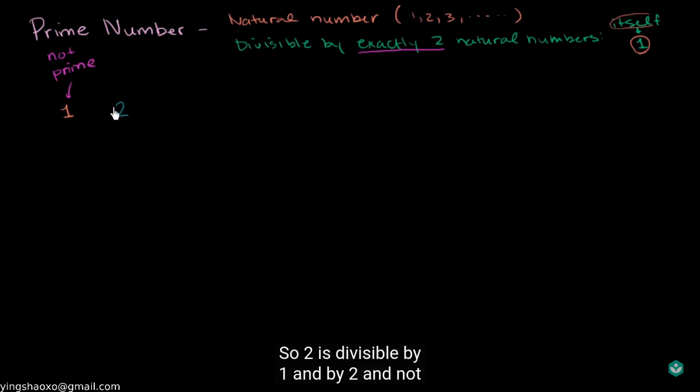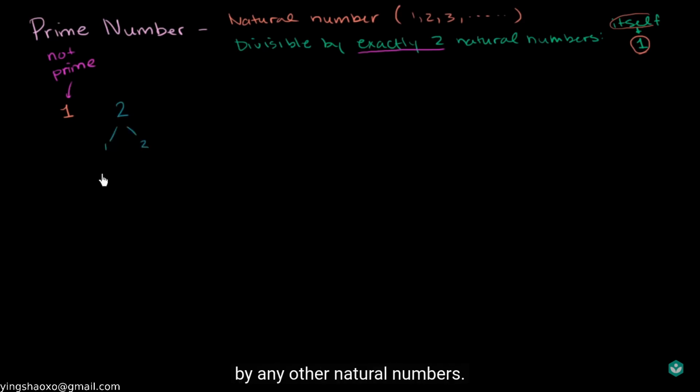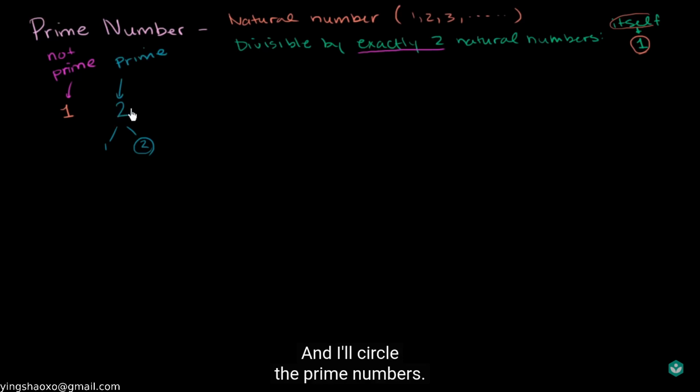Let's move on to 2. So 2 is divisible by 1 and by 2, and not by any other natural numbers. So it seems to meet our constraint. It's divisible by exactly 2 natural numbers: itself, that's 2 right there, and 1. So 2 is prime. And I'll circle the prime numbers, in a different color. Now 2 is interesting because it is the only even number that is prime. If you think about it, any other even number is also going to be divisible by 2, above and beyond 1 and itself. So it won't be prime.